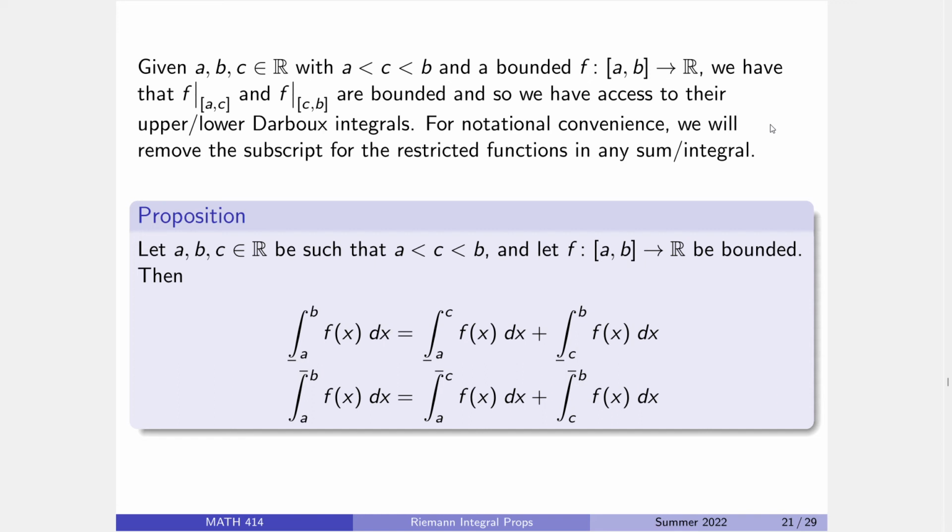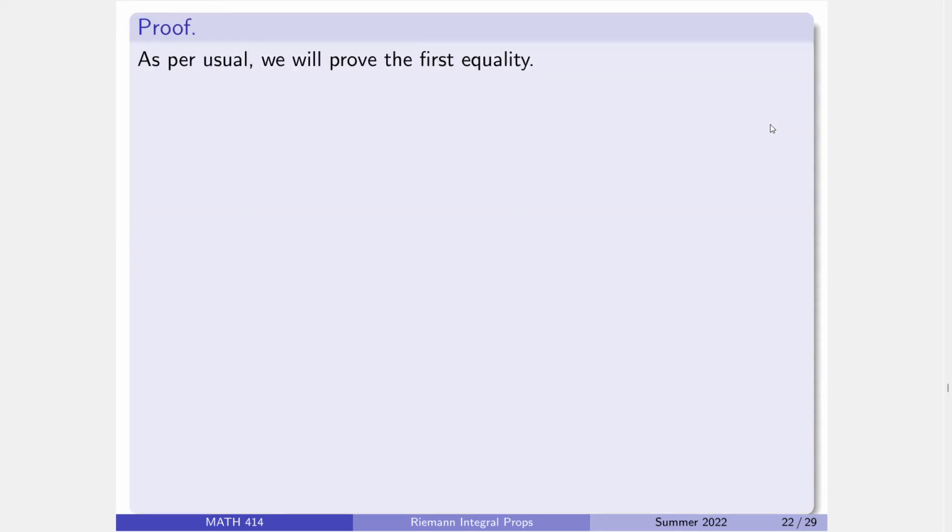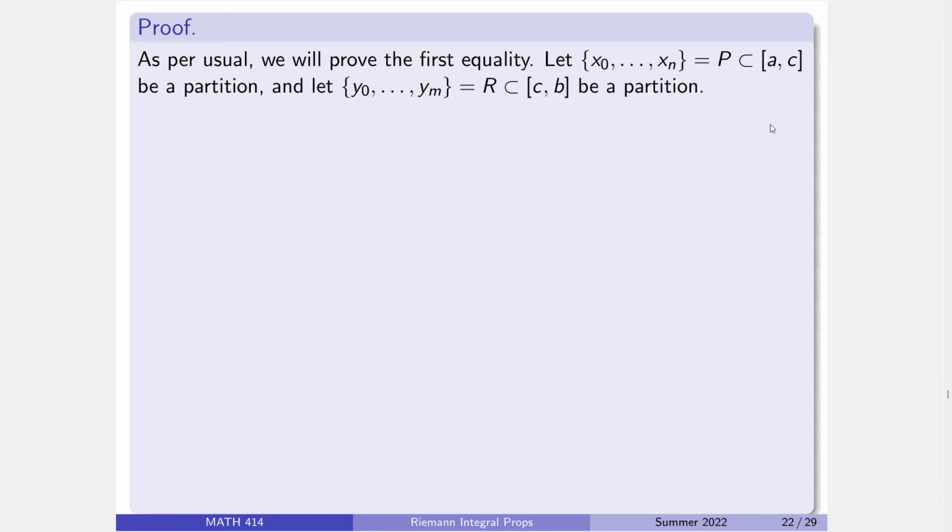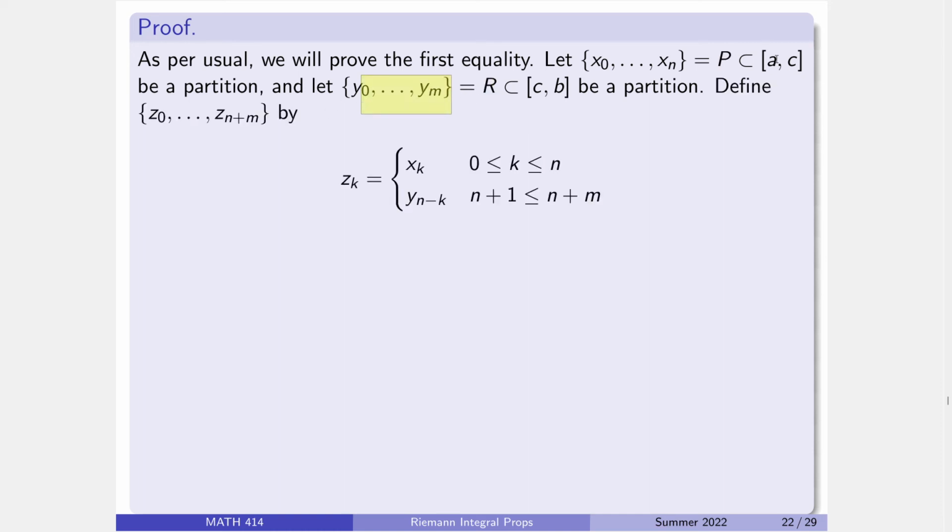So let's do it. As per usual, we're going to prove the first equality. Here's the trick we're going to pull. Take a partition for the interval AC and take a partition for the interval CB. Note something about these two. If I glue these together, and specifically note that x sub n is C, and z0 is z's. Those should be y's.